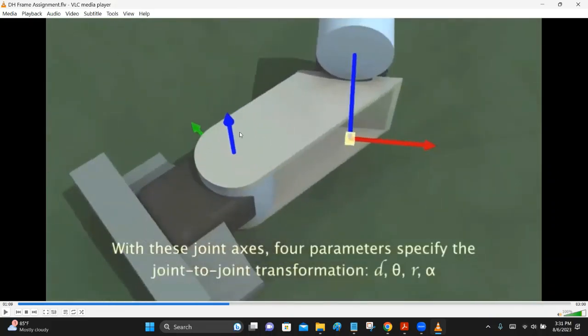There you can see the extended axis. This is a common perpendicular, and you extend it from there, and that is the x-axis.